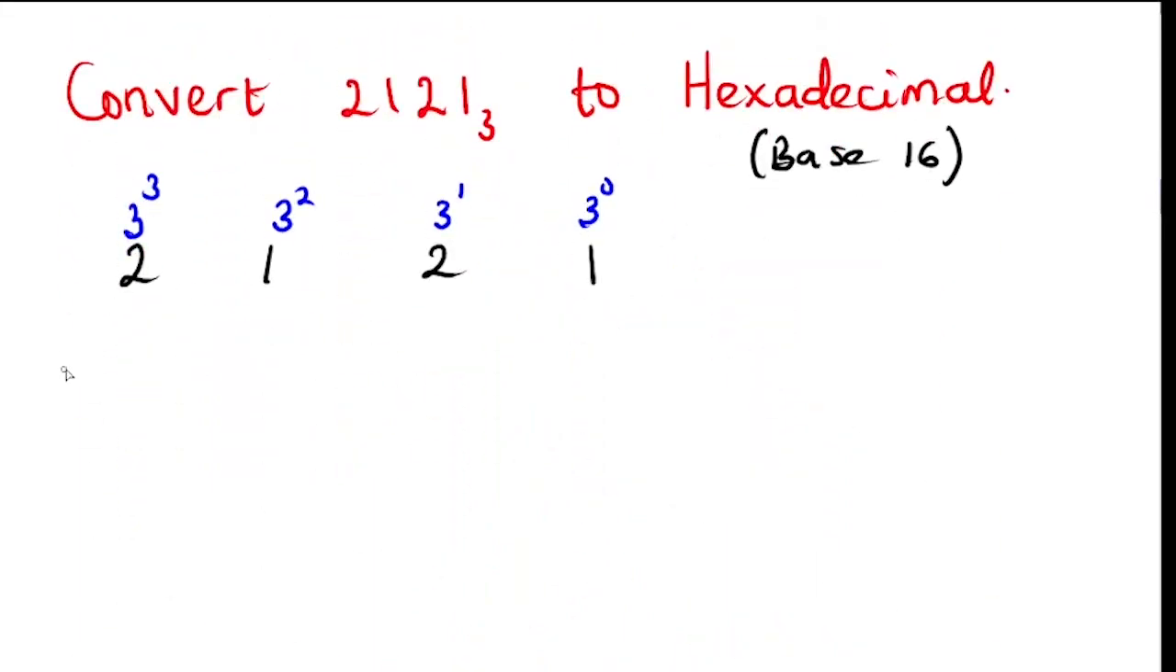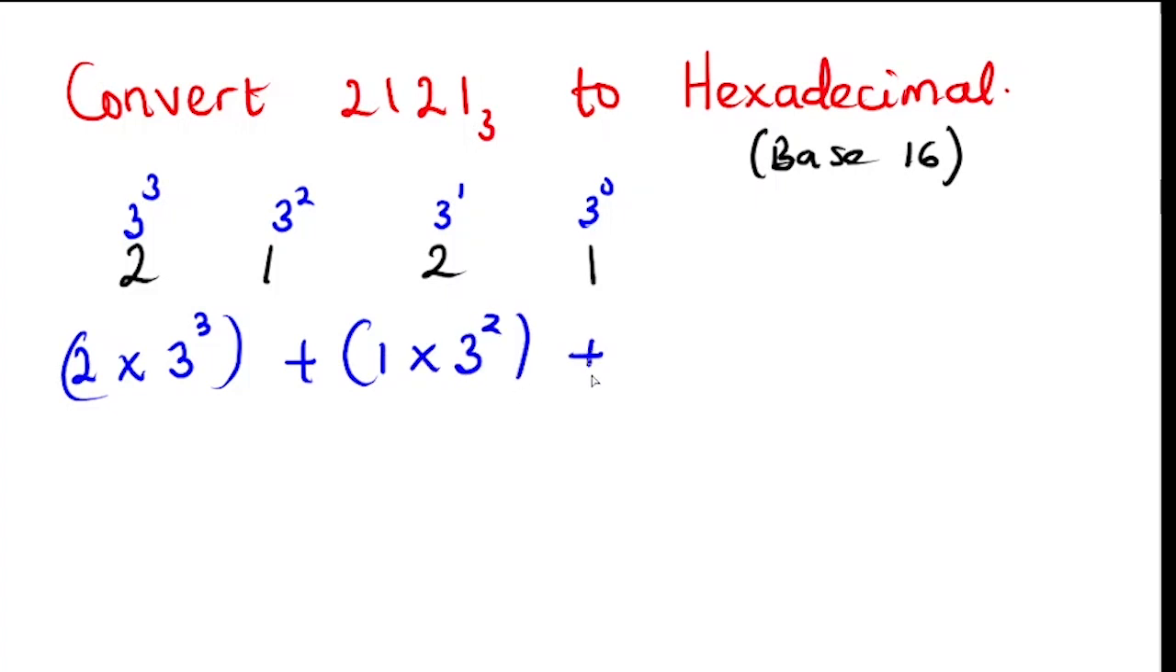Then we write the number out in what? In expanded form. We say 2 times 3 cubed in brackets, plus 1 times 3 squared in brackets, plus 2 times 3 raised to the power of 1 in brackets, plus 1 times 3 raised to the power of 0. And once I simplify this, 3 raised to the power of 3 is 3 in 3 places, which gives me 27. 3 times 3 times 3.